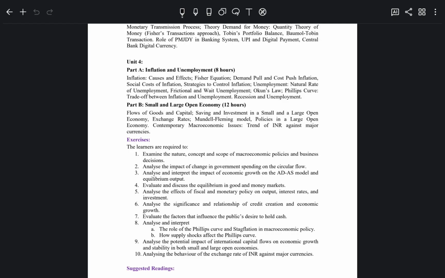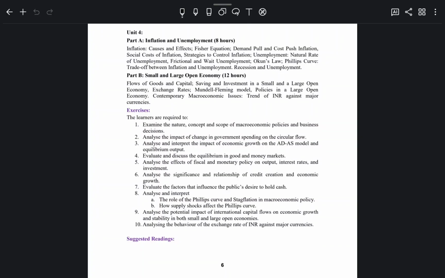You will be using the Mundell-Fleming model. Further, we will be looking at the policies in the large open economy, contemporary macroeconomics, economic issues, and trends of the INR against the major currencies, basically the dollar.